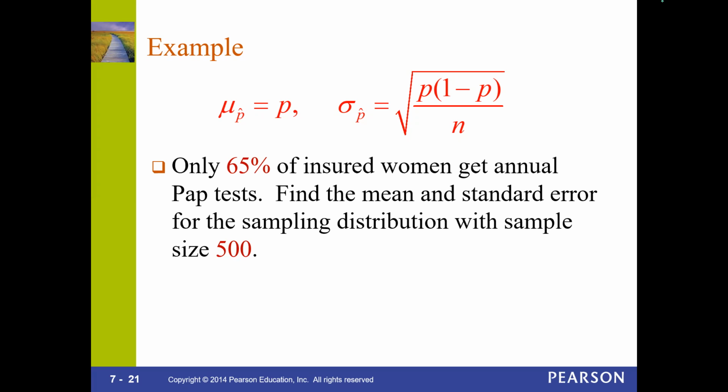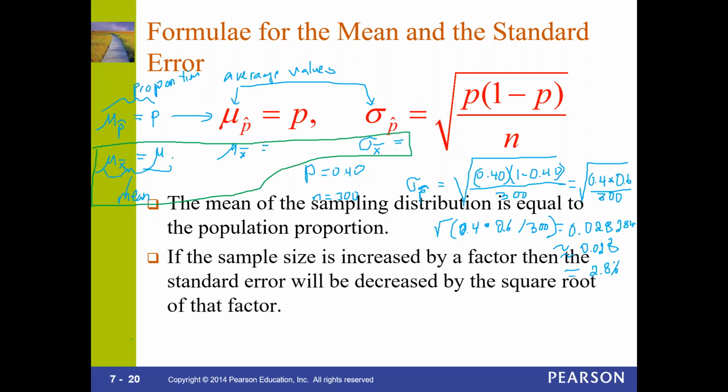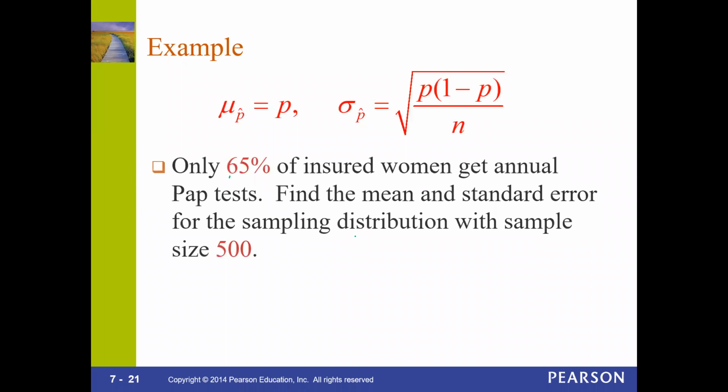Again, let me remind you what we did earlier today. We say that the mean of the sampling distribution is equal to the population proportion. We're talking about proportion here. This is equal to the population proportion, okay? So if I say the mean of the population, what I think the mean will be.